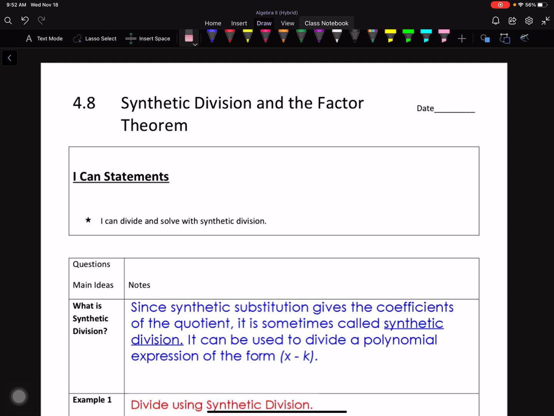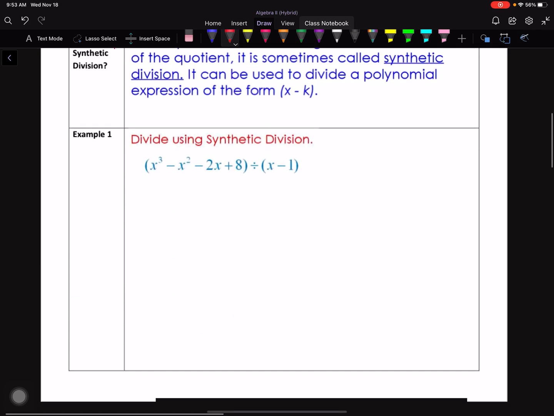All right, last section of Unit 4, which means we have a test coming up. We're talking synthetic division and the factor theorem. So we've already done synthetic substitution, and you can read here if you want what synthetic division is. It's basically the same process, it's just that our answer means something different.